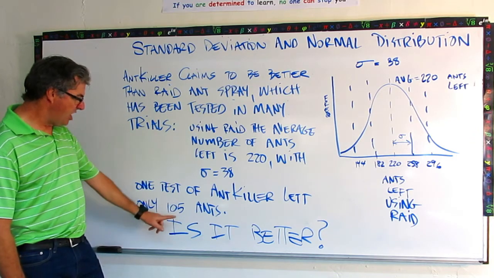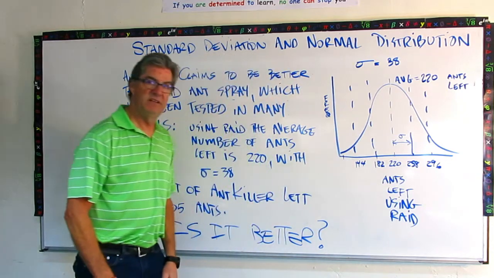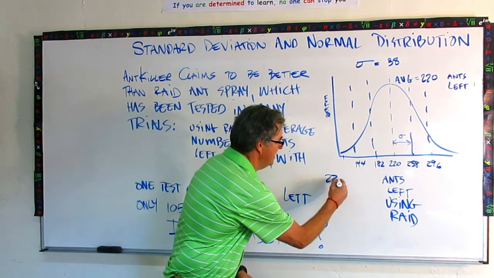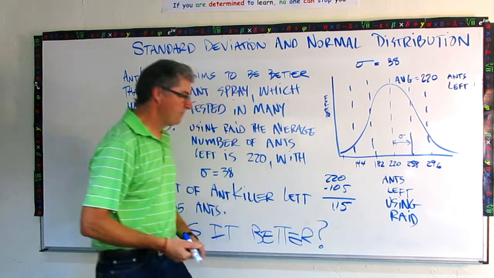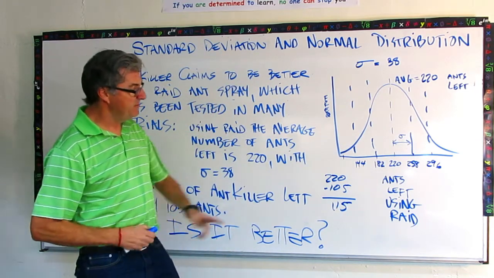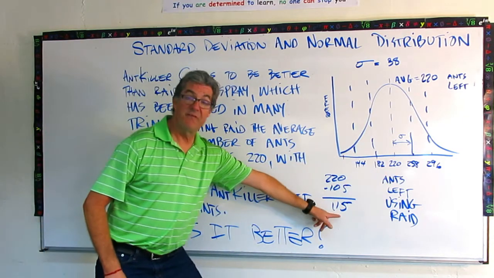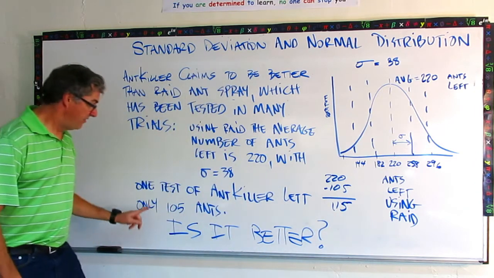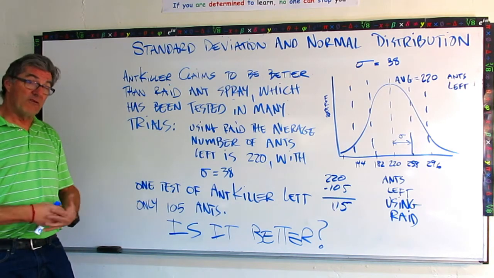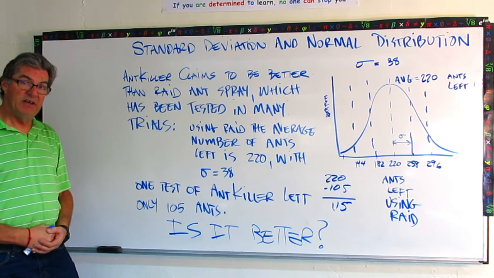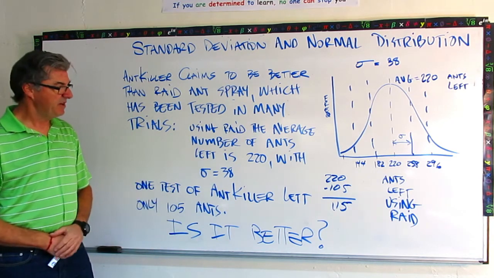One test of ant killer left 105 ants. So that's probably down here, right? Let's take a look at 220 minus 105. That's going to be 115, right? So that's how far away it is from the mean. I just used the mean for Raid, and I subtracted out 105 to find the difference. This is how far this data point is away from the mean. Now that's over 3 standard deviations away. So you're probably starting to feel maybe like, yeah, this is better. But let's get really specific about that.